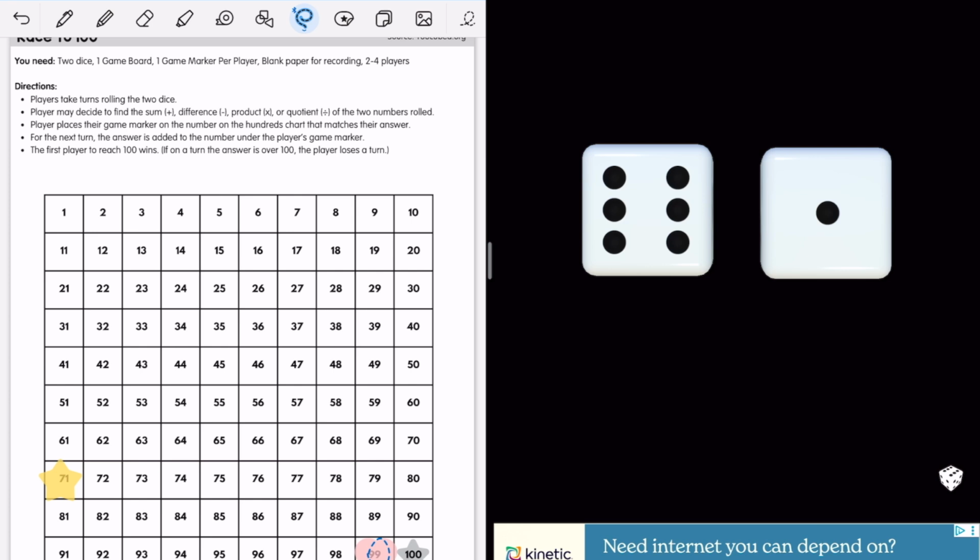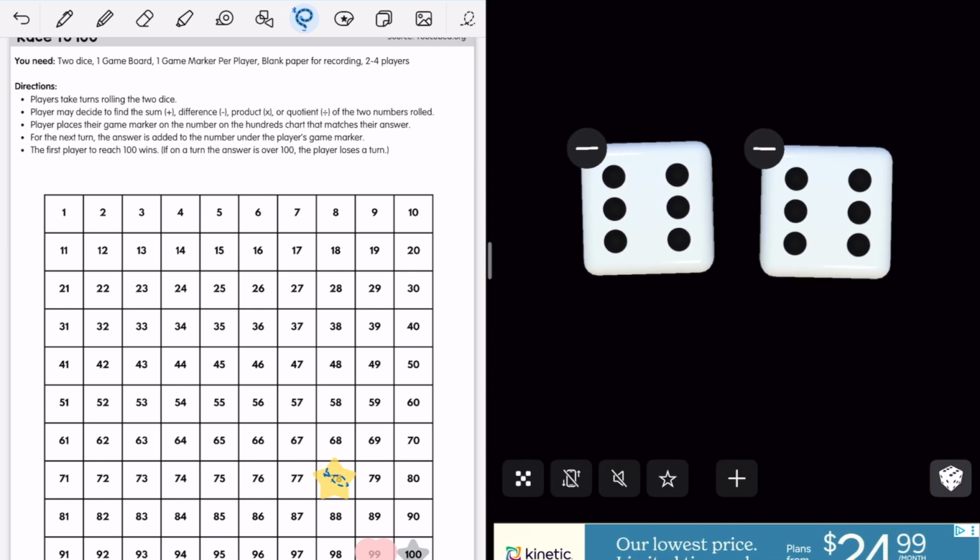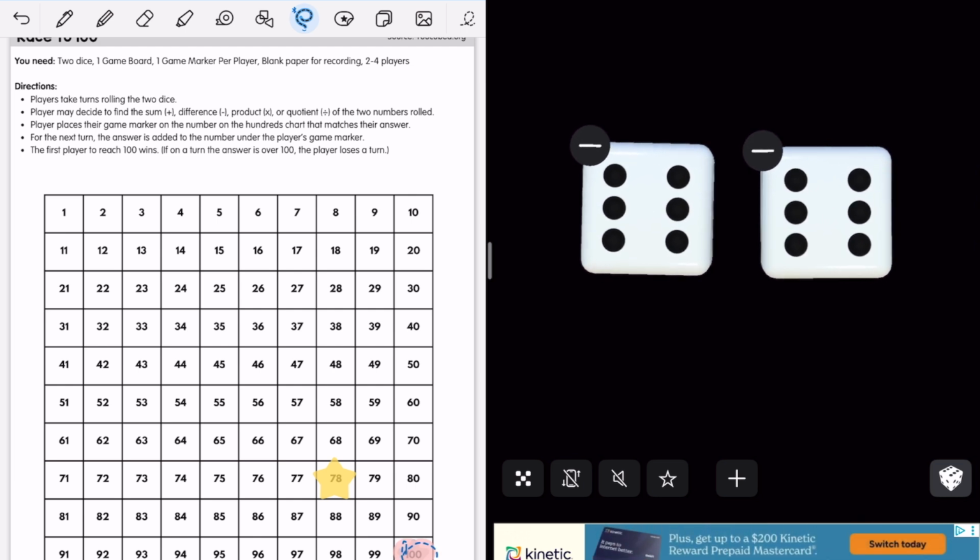Okay, 6 and 1 again for player 1. So once again, we're going to add because that would get us further to where we need to be. Okay, so let's see if player 2 is lucky and gets what they need to get to 100. And they do. So player 2 gets another 6 and 6. And so they have officially moved to 100. And so player 2 is the winner. So this is how this game is played.